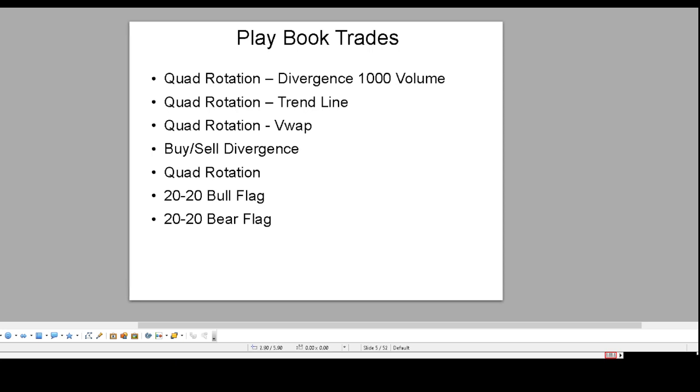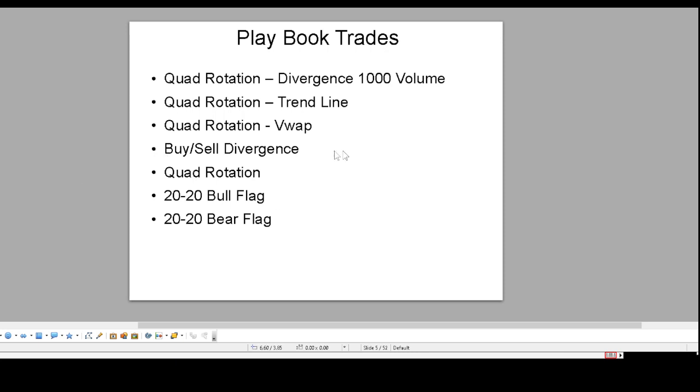You have a flag, which is a continuation pattern. That means you trade flags in very aggressive markets, meaning that you're trending very strong, moving up or moving down. If you're chopping around, you don't really want to use flags too much, but it's very easy to identify a trending market.